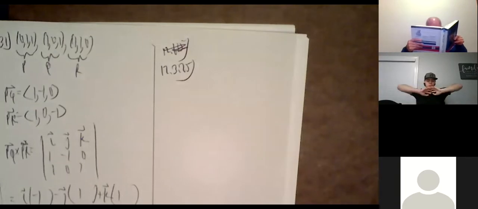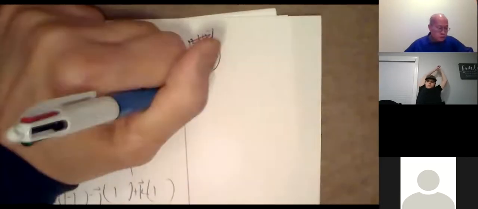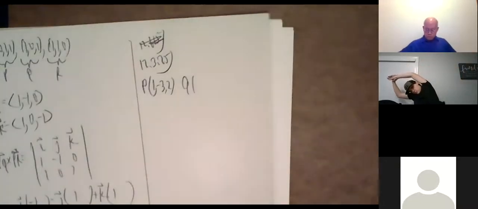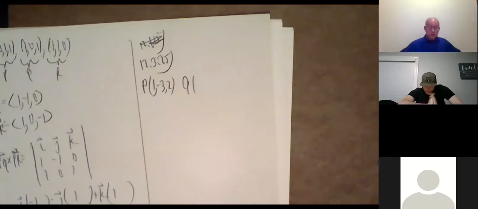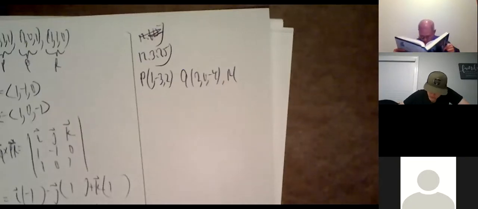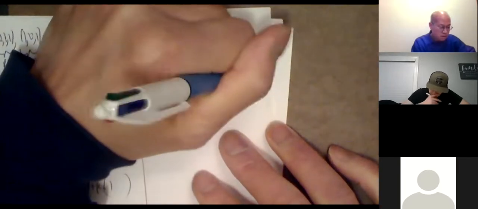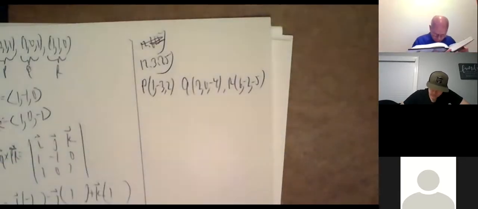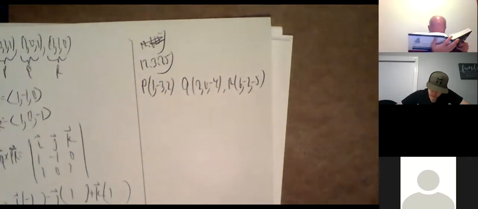12.325. Use vectors to decide whether the triangle with these vertices is right angled. P is (1, -3, 2). Q is (2, 0, -4). Hardest part for me is just getting it on the paper. R is (6, -2, -5). Quick double check: (1, -3, 2), (2, 0, -4), (6, -2, -5).